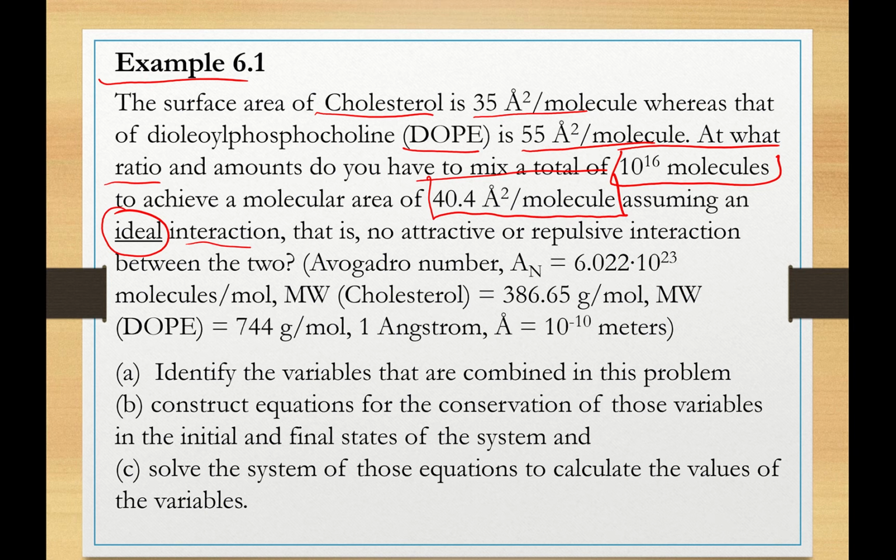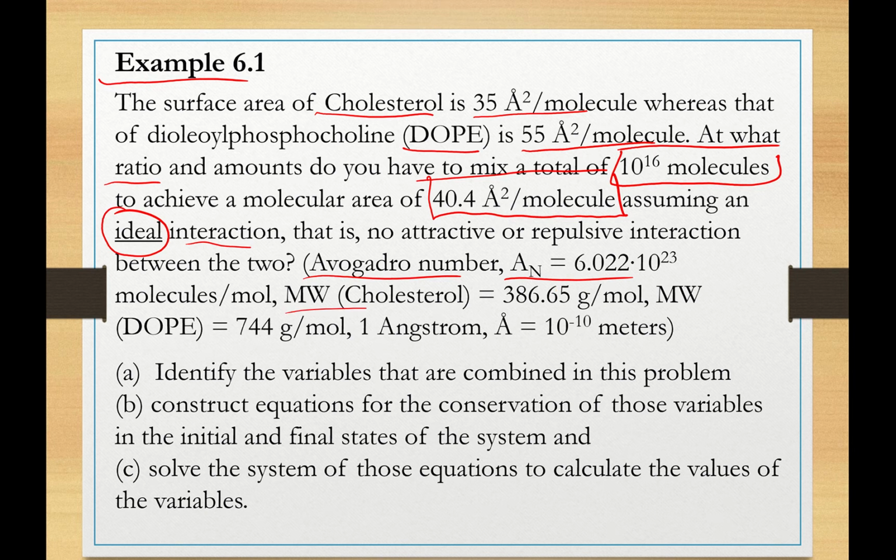And of course, the problem here is stated and does not describe the whole detail of the experiment. For example, you mix these two lipids in water. When you mix them in water, they accumulate at the air-water interface and they form a lipid layer. And that's why this is very important here. Now we also have here several constants, the Avogadro number, and of course the molecular weights of the two lipids.